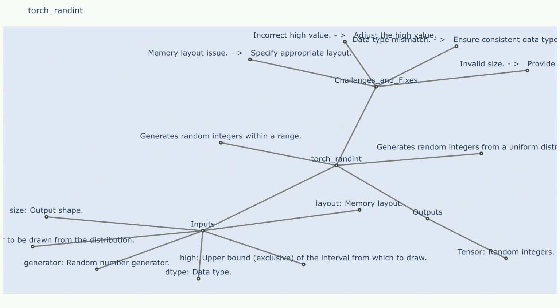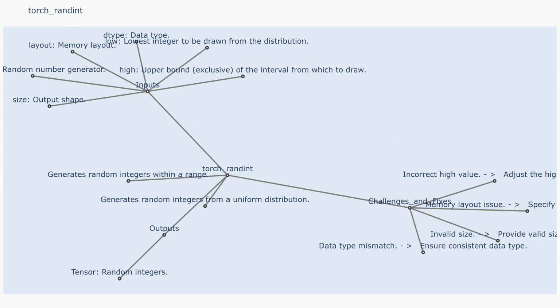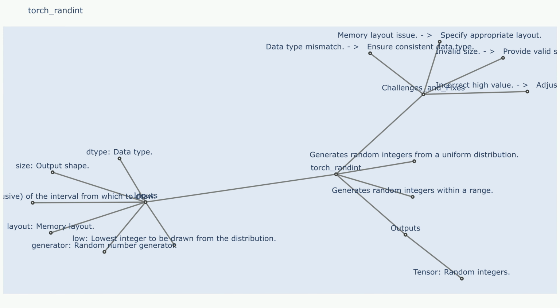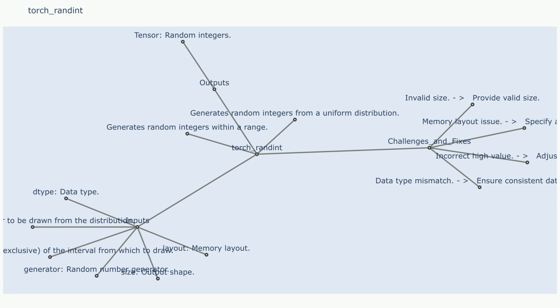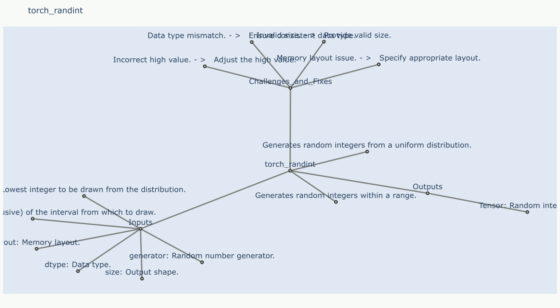It ensures that low is less than high, that the size argument is valid, and that the other optional arguments are valid. The function then generates random integers within the specified range using the provided generator or the default generator if none is specified. Finally, the function returns a tensor containing the generated random integers with the specified size, dtype, layout, and device. Challenges and fixes.